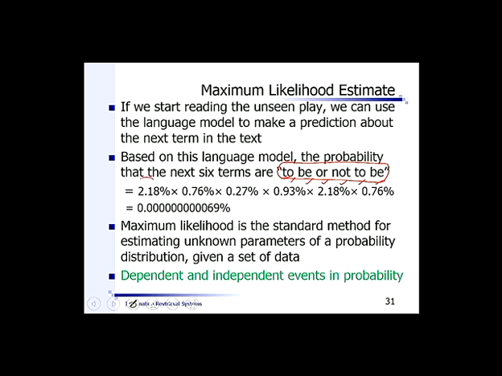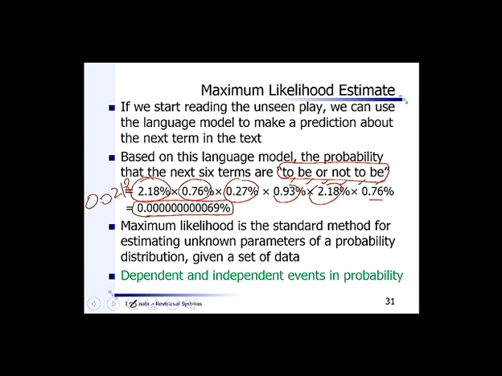or not to be". The probability of "to" is 2.18%, or if you write in numbers, it will be 0.0218. The probability of "be" is 0.76%, "or" is 0.27, "not" is 0.93, "to" is again 2.18, and so on and so forth. So this is the probability that, if we start reading this unseen play, the next 6 terms are "to be or not to be".